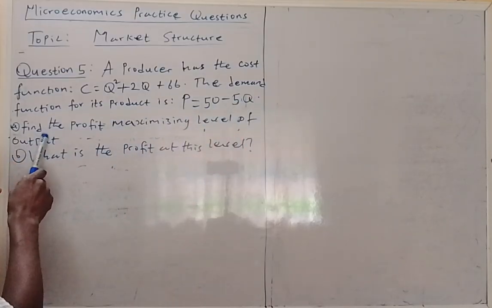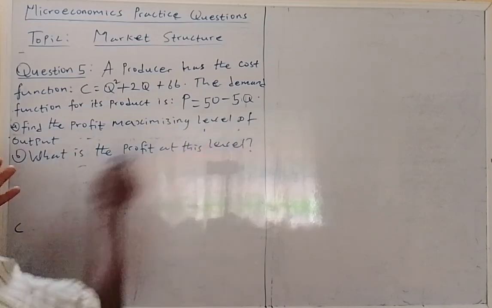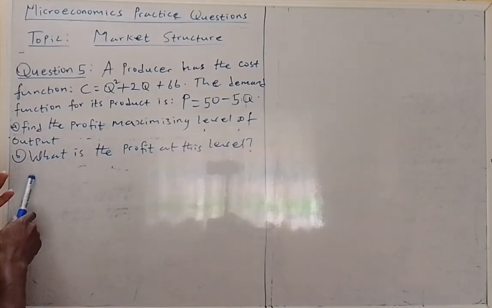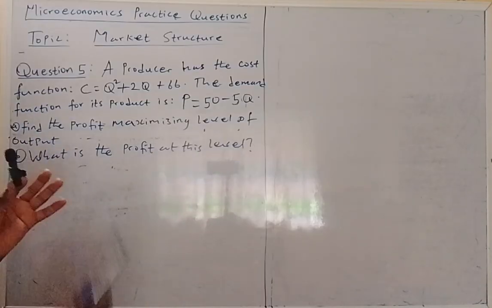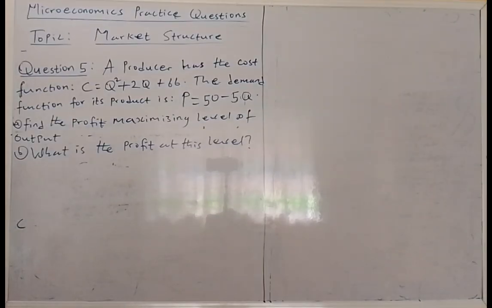Then we have to find the profit maximizing level of output, and also we have to find the profit at this level. So there are two ways of approaching this question. In other words, there are two methods of solving this question. In this video, I'll be using the first method, and in the second video, I'll be using the second method to solve the same question. So let's apply the first method.